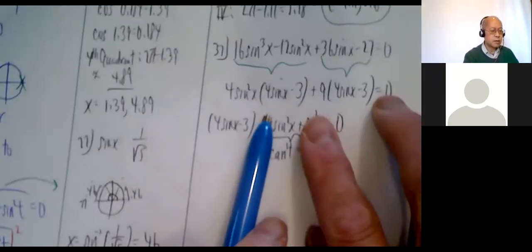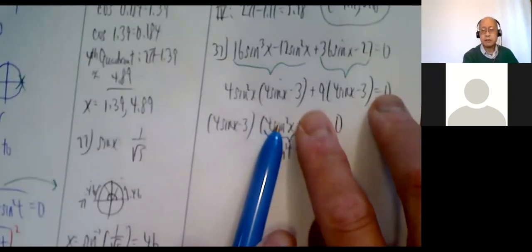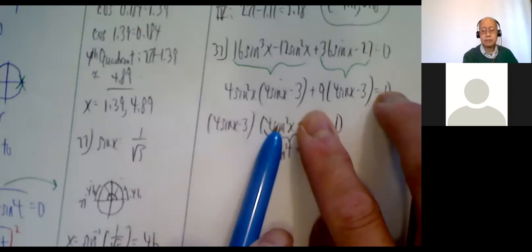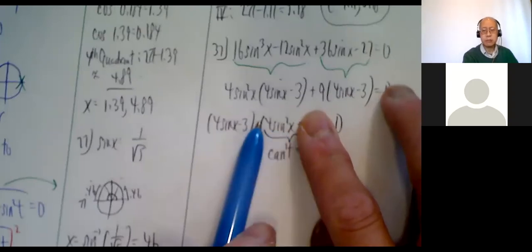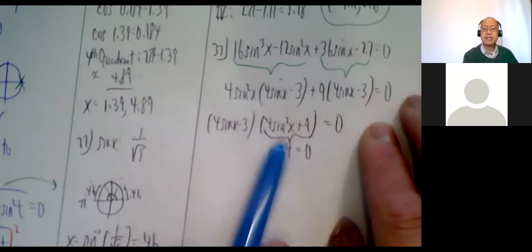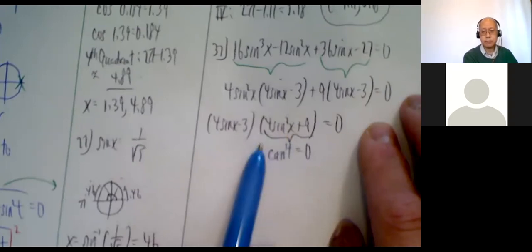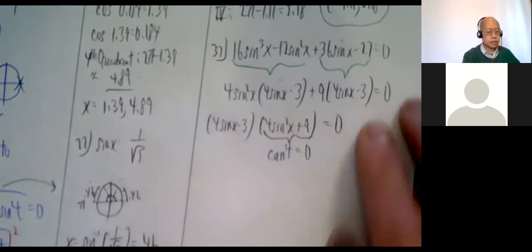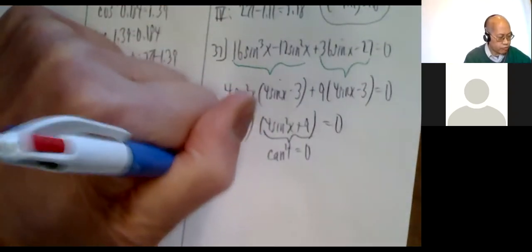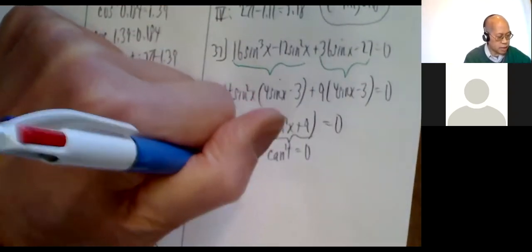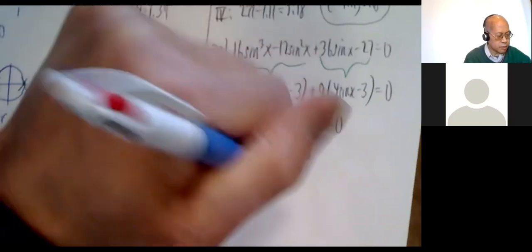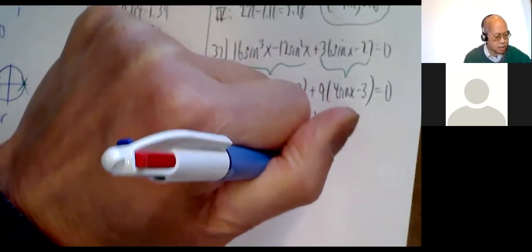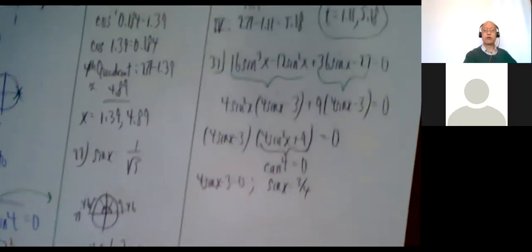How come? Sine squared, non-negative, 0 or positive. Multiplied by 4, non-negative. Add 9, it's definitely positive. For sure, it's going to be positive. So it can't equal 0. So only this one. 4 sine x minus 3 equals 0. A little bit of algebra. Sine of x is 3/4.